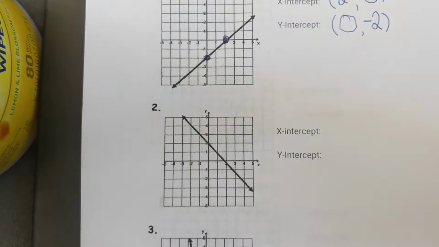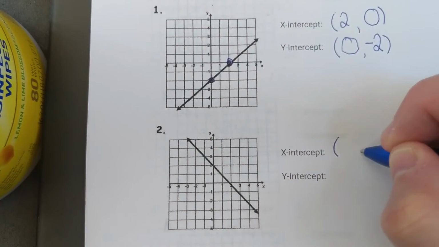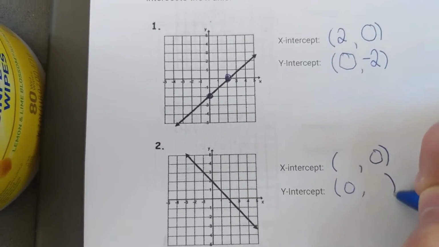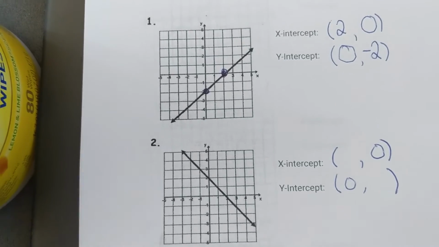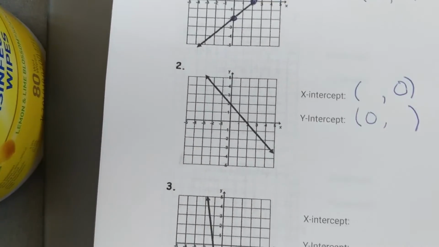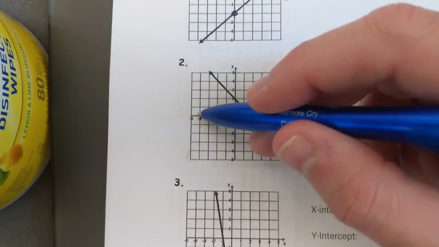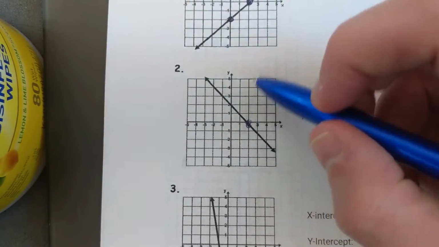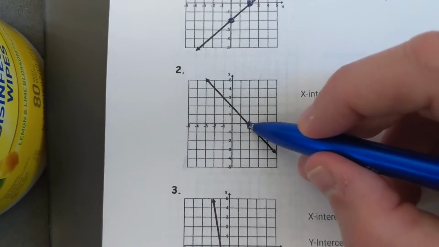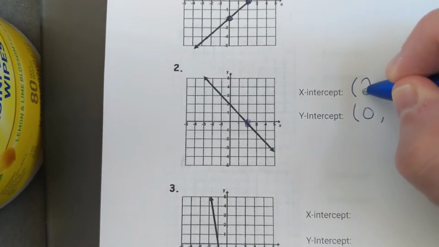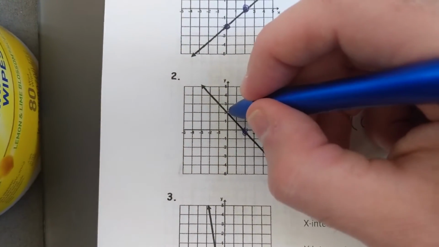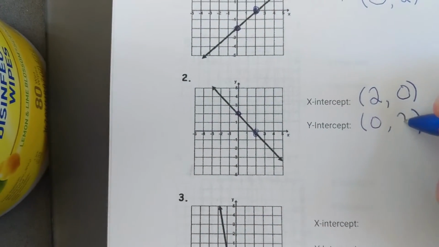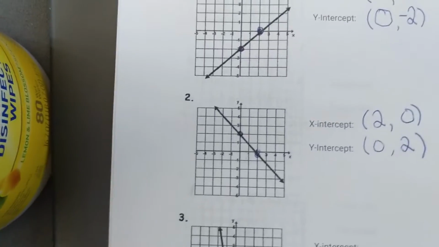Again, very similar thing for number 2. We're going to go ahead and put blank, 0 for our x-intercept and 0, blank for our y-intercept. And that is what we are going to try to find. So again, starting with our x, we're looking at our x-axis and the line crosses right here. And again, that's actually the same as the other one. That is at 2. So 2, 0 will be our x-intercept. And then if we look at our y-intercept, it is in the positives this time, so that is positive 2. So 0, 2 for the y-intercept.